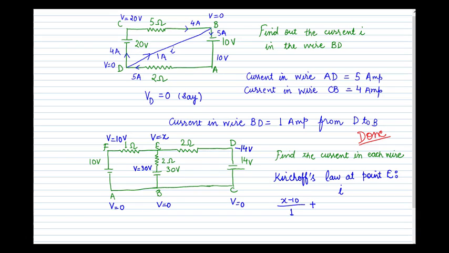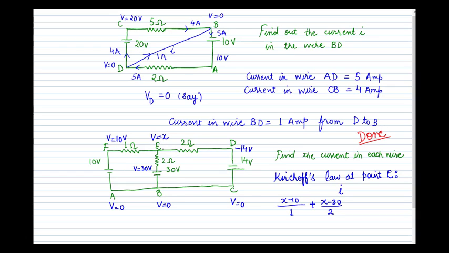That is the voltage difference between these 2 points, X minus 30, and the resistance is 2. So you can write it down as X minus 30 upon 2. So this is current, this is current. And if you consider these 2 points between E and D, here the voltage is minus 14, here the voltage is X, and the resistance is 2 ohm. So you write down between E and D.